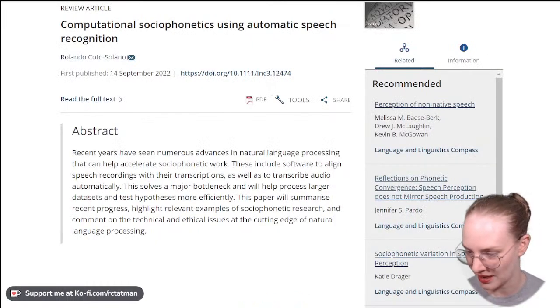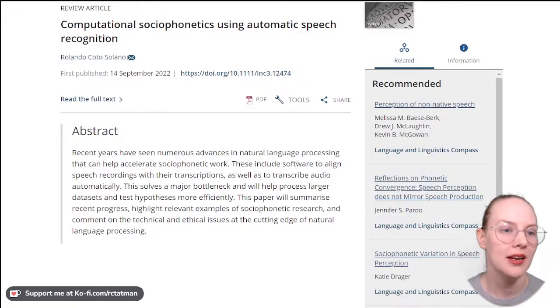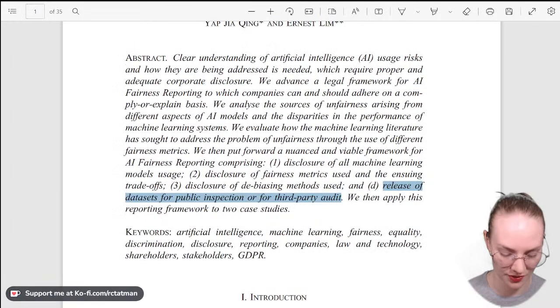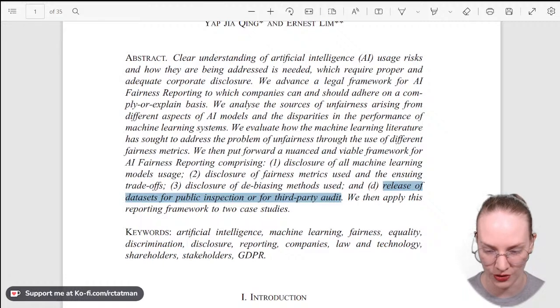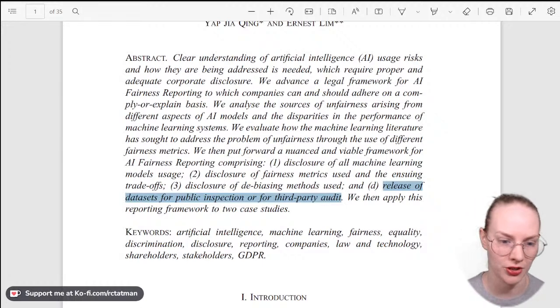So this is the sociophonetics paper, and then this is the law paper. I think it's mostly just interesting to see how people outside the field are thinking about machine learning and mitigation efforts, and how that might look in a legal framework. So this would be specifically to introduce legislation.